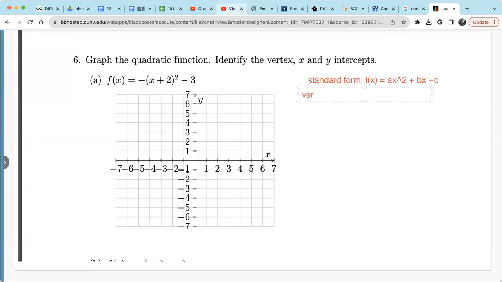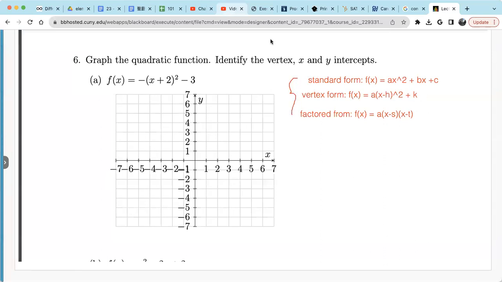Then we have another one called vertex form: f of x equals a times a perfect square, (x minus h) squared plus k. Another form is called the factored form: f of x equals some leading coefficient times (x minus s) and (x minus t). Those three forms each have some advantages.